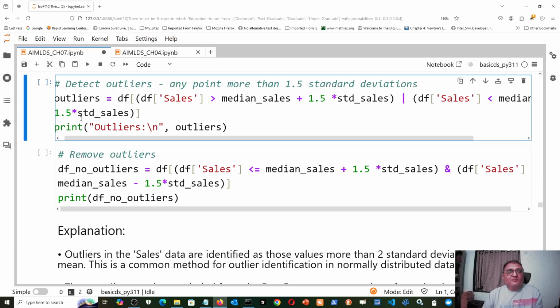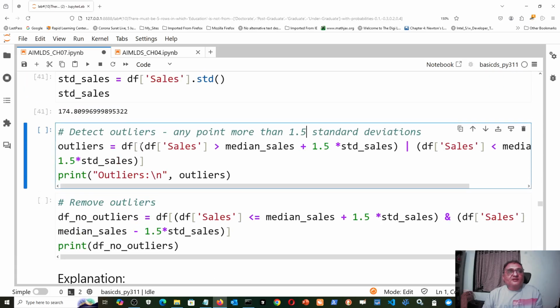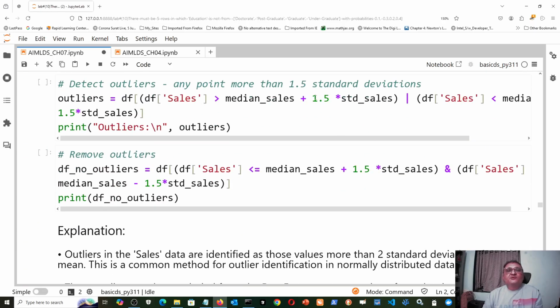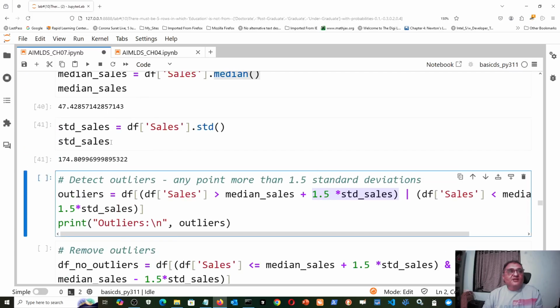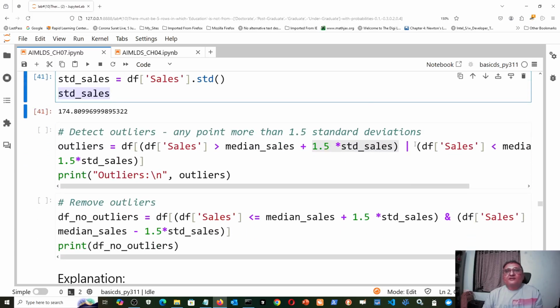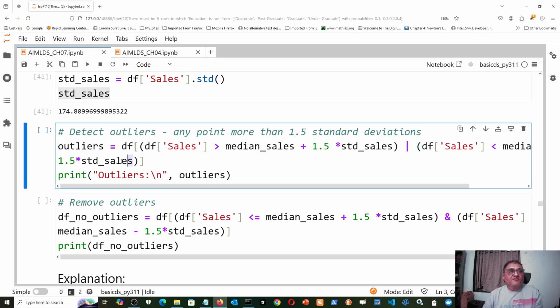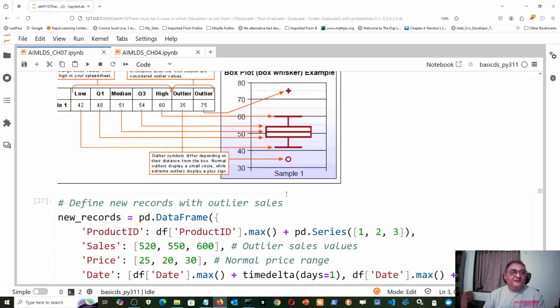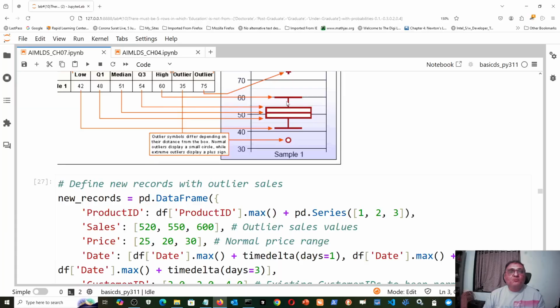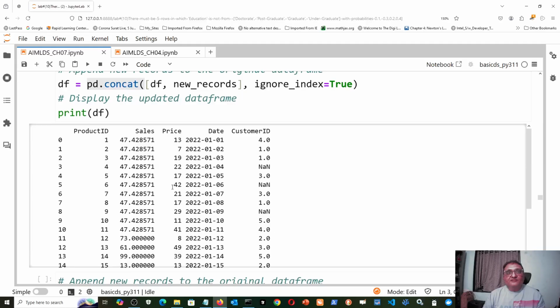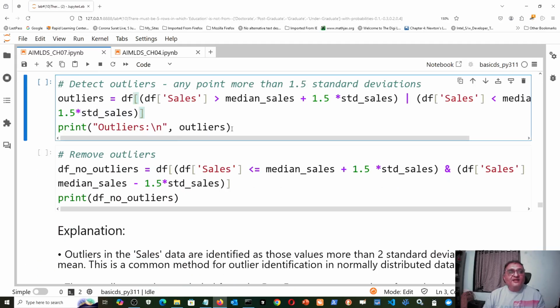So more than 1.5 standard deviations. What you will do is find DF cells which are greater than the median value plus 1.5 times standard deviation, or median value minus 1.5 times standard deviation. That means from the median, find those values which are higher at a distance greater than 1.5 times the standard deviation, or below 1.5 times standard deviation from the median. If I find them, let us print those observations.